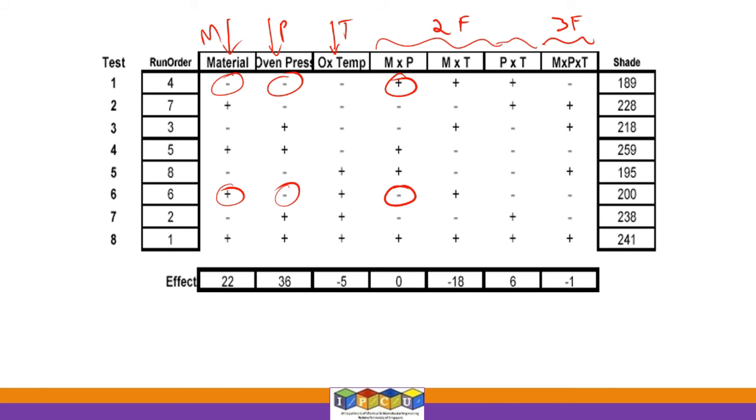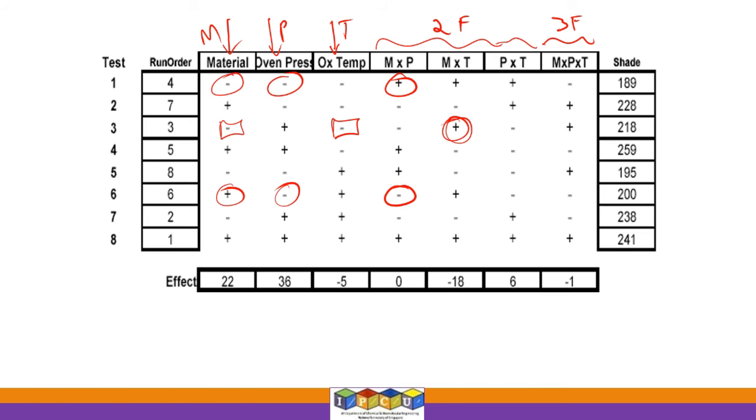Likewise, you can do it for M times T. For example, if you want to know why this is plus, because this is M times T, you look at M, you look at T for the corresponding experiment, minus and minus. If you multiply the two, you will get plus, and so on. You can do P times T and M times P times T.